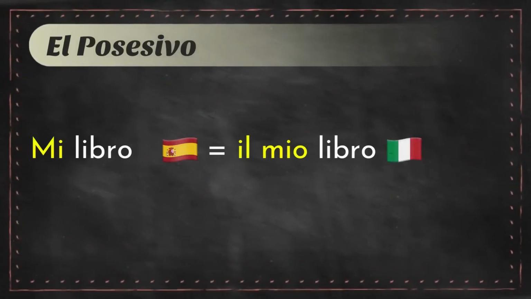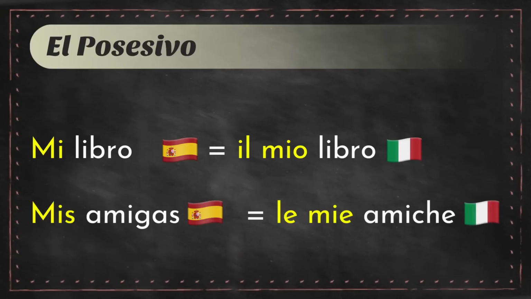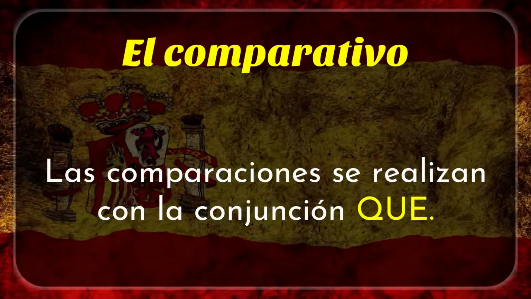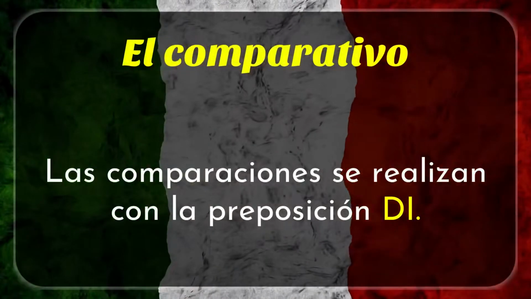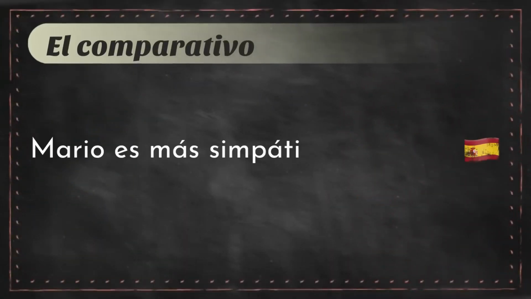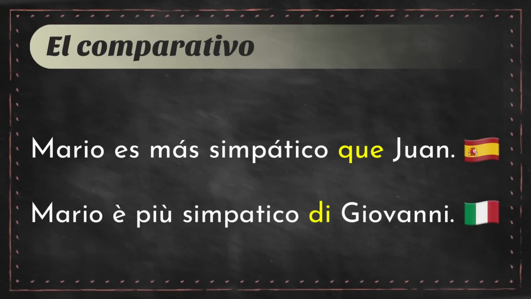My book. My friends, female. Comparisons in Spanish are made with the conjunction que, while in Italian, they are made with the preposition di. Mario is kinder than Juan. Mario is nicer than Giovanni.